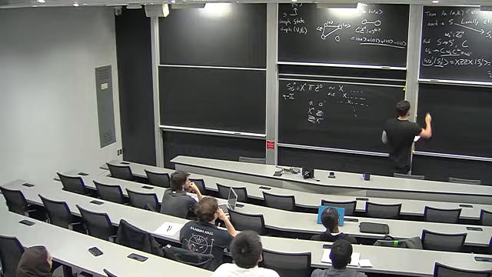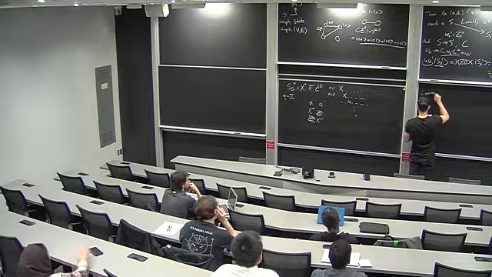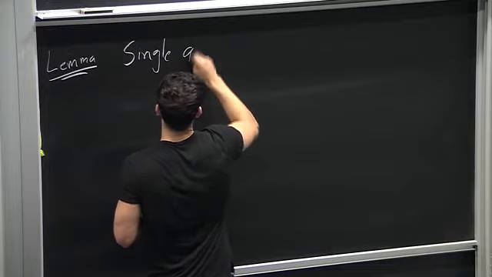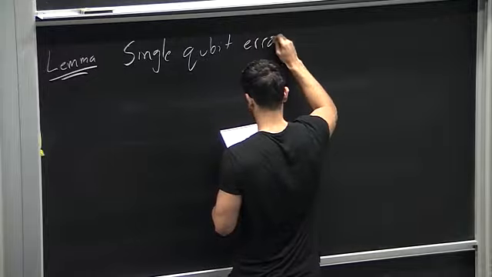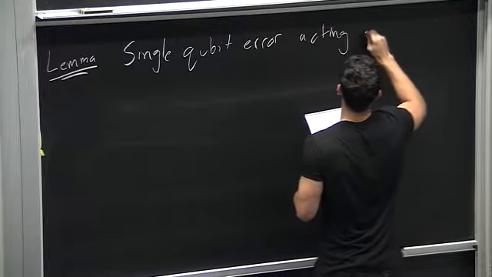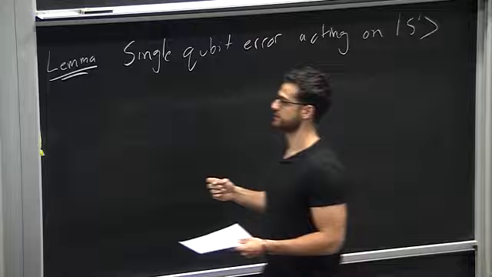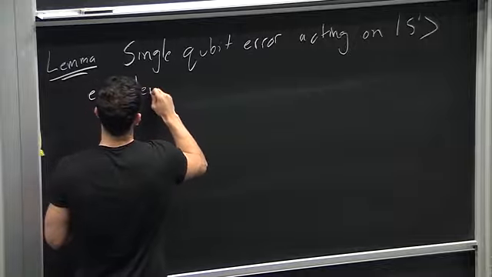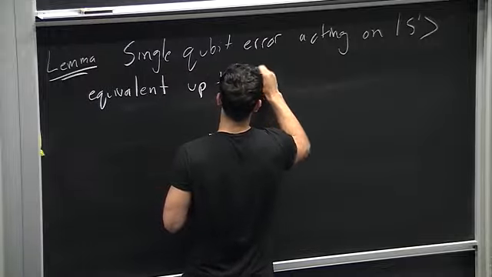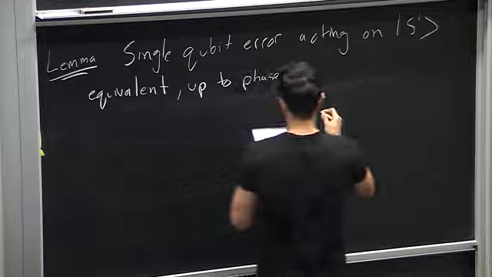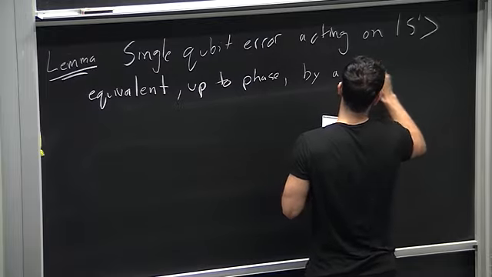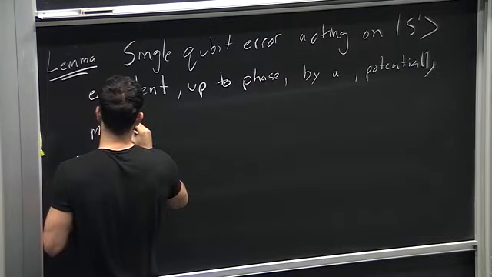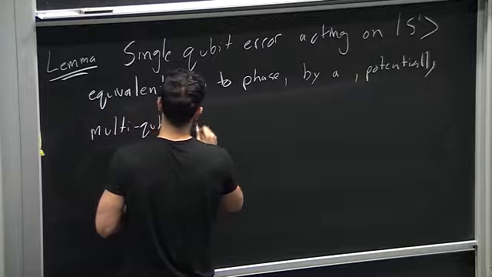So I guess the next major punchline here, using the same logic, is that any single qubit error acting on one of our CWS states in standard form is equivalent, up to phase, by a potentially multi-qubit Z error.